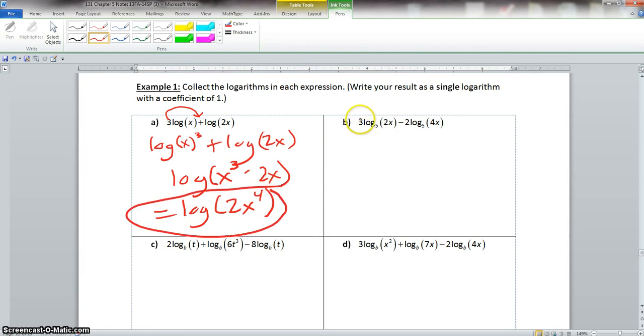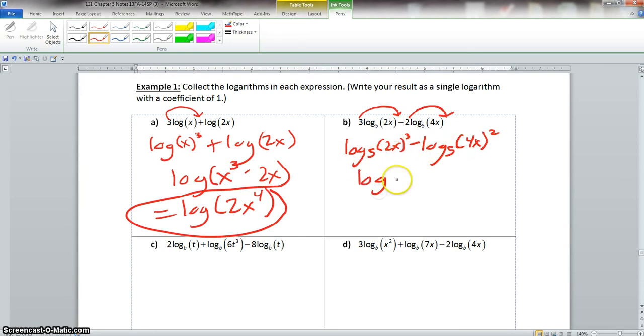Now we go here. First of all, we have this 3 out front. We will make that an exponent. We add this 2 out front. We will make that an exponent. So we have log base 5 of 2x to the third power minus log base 5 of 4x to the second power. Now, if you notice here, we have subtraction. They have the same base. So we have log with that same base, but we will have to make this into an exponent.